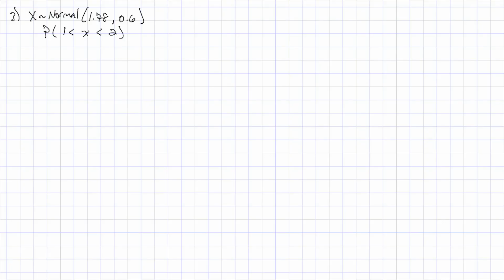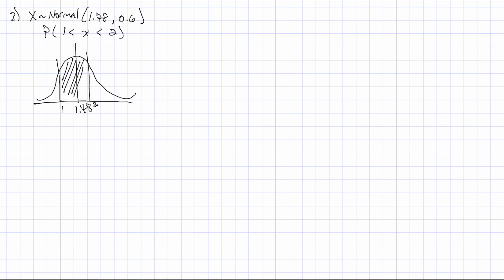Question 3 tells us that the population has a mean of 1.78 and a standard deviation of 0.6. Unlike the previous two problems, this question is asking what's the probability of having a number that's between two other numbers. So I'm going to do it using figures. We have our population centered at 1.78. We want to know the probability of finding a value that's between 1 and 2. So we are looking for this area.